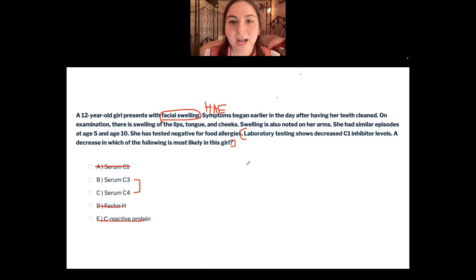So the better test for CH50 would be testing for C4 levels. Technically, C3 would be low too, but let's say the alternative pathway happens to be active at the same time. It wouldn't be the best test. You wouldn't look for C3 levels for a C1 inhibitor deficiency. You would choose C4.